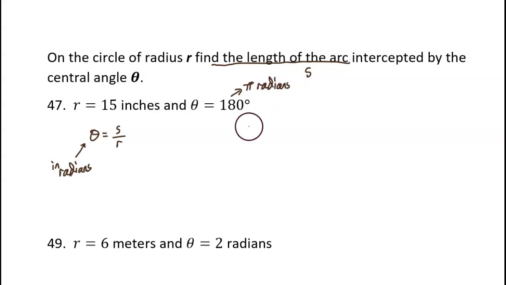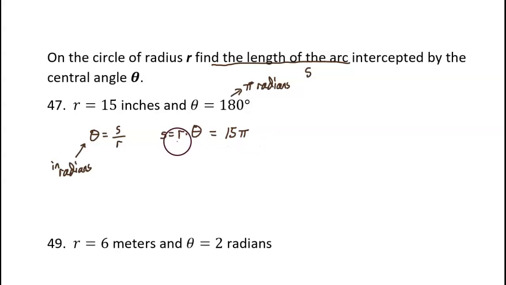With that taken care of, we can do this problem. We're trying to find the answer for S. So let's transform the formula by multiplying the r to the other side. The formula becomes S equals r times theta. And then for r, substitute 15. And for theta, substitute pi. Not 180 degrees, but substitute pi radians. There's the answer, 15 pi.